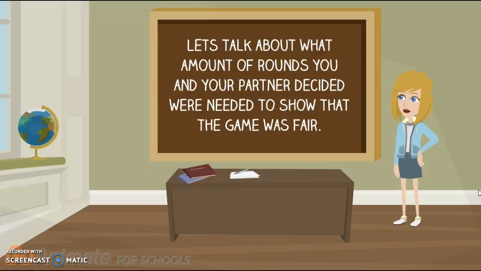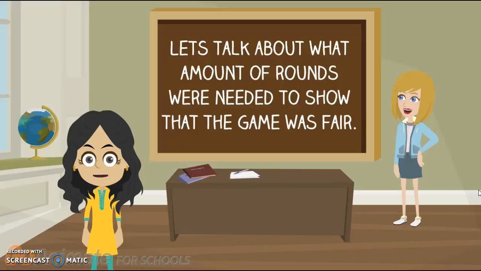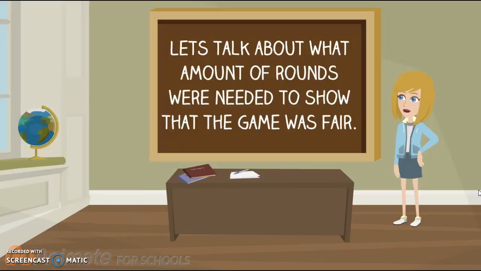Let's talk about what amount of rounds you and your partner decided were needed to show that the game was fair. I would like a representative from each group to share. We decided that 500 rounds seemed to show the game was fair. We also noticed that the simpler distribution matched our distribution of sums. That is a great observation, Ivy. Your distribution of sums is shown in the bottom middle on Tinker plots. Your distribution here should match your probability distribution.